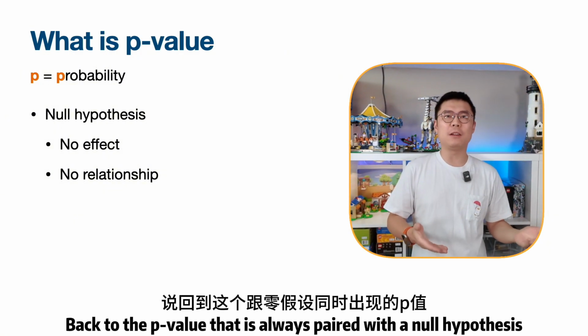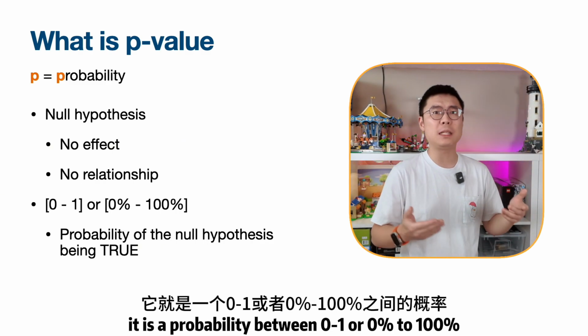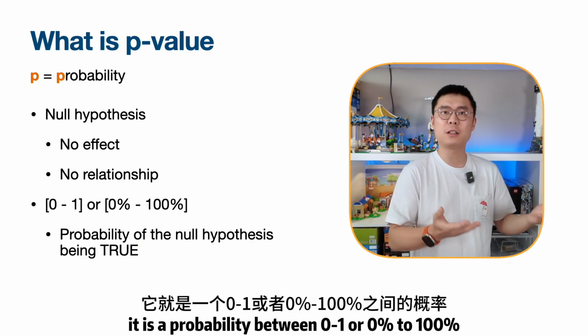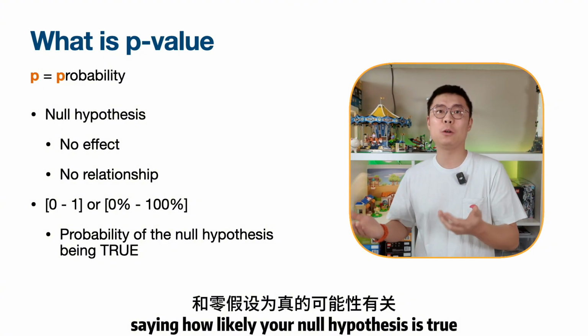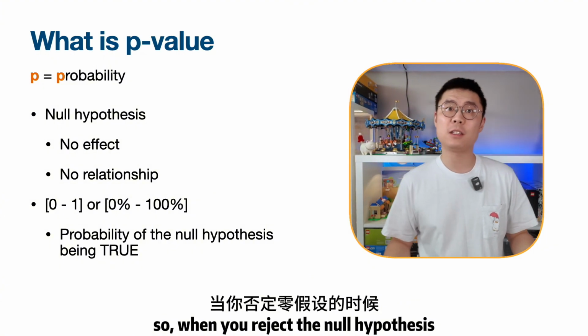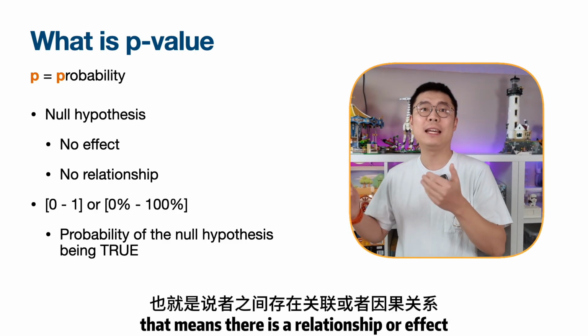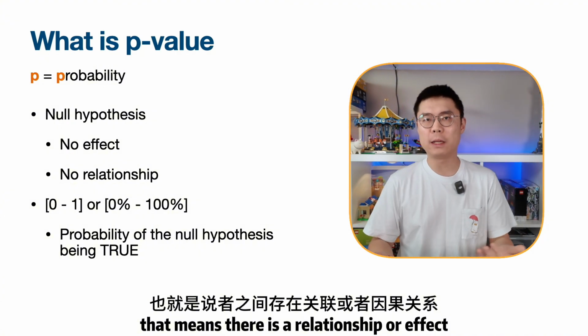Back to the p-value here, that is always paired with a null hypothesis. It is probability between 0 to 1 or 0% to 100% saying how likely your null hypothesis is true. So when you reject a null hypothesis, you will be able to claim that the opposite is true. That means there is a relationship or effect.